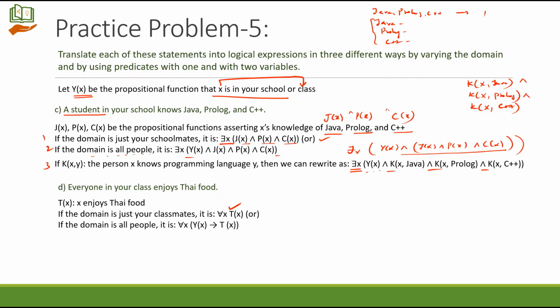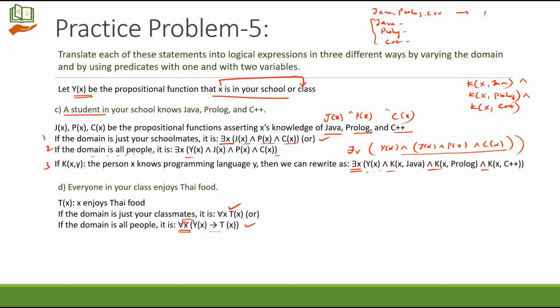What if the domain is all people? We have to use for all here. Along with that, we have to make Y of X implies T of X. Why are we using implies operation here? It is to specify that if this particular person belongs to this class, then that person is enjoying Thai food. When we use universal quantification, we are changing this to implies operation, and this is the second way. What about the third way?